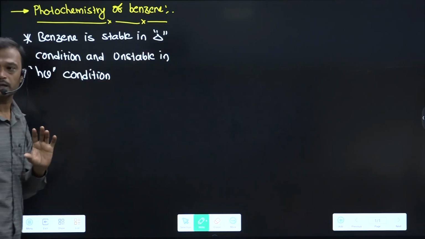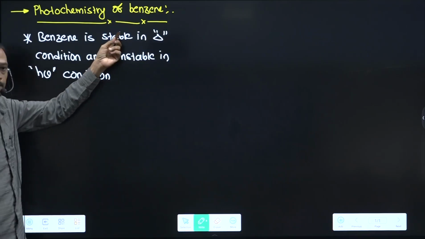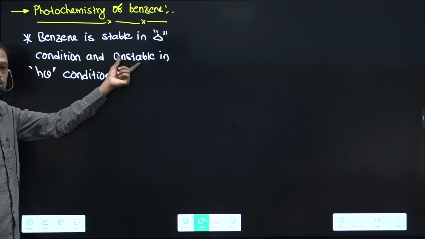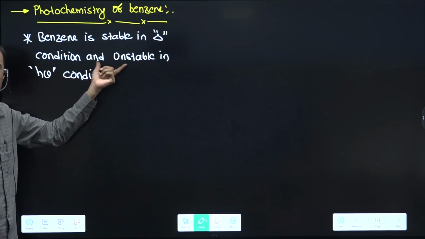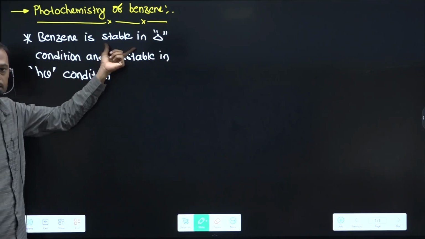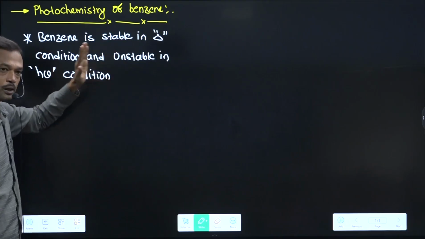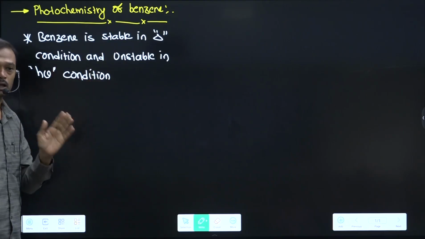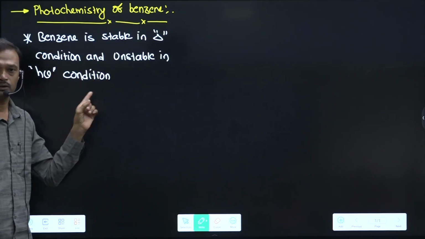Thermally we can't make benzene participate in reactions. Benzene chemical reactions are very few in the thermal case. But photochemically benzene is found to be unstable. So that's why photochemically you can make benzene participate in chemical reactions, but not thermally. Thermally it is found to be highly stable. So you need to remember this point. Thermally benzene is never involved in reactions because it would lose its aromaticity.